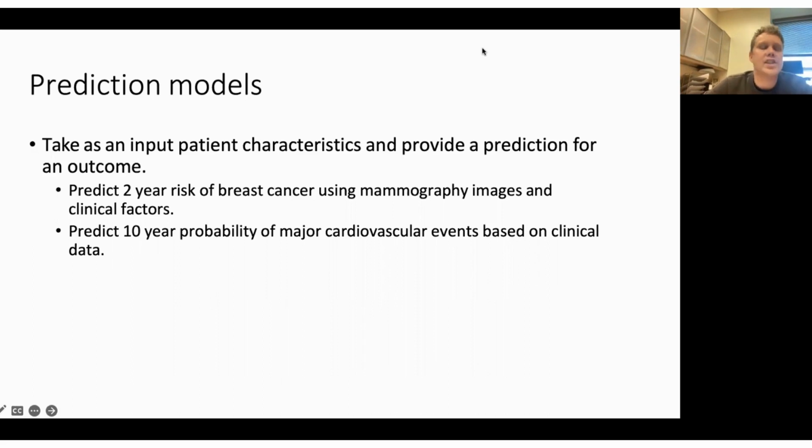But the key thing is you have some inputs into the models, which usually are patient characteristics like images, clinical factors, and so on. And based on those inputs, you're trying to make some prediction about an outcome.